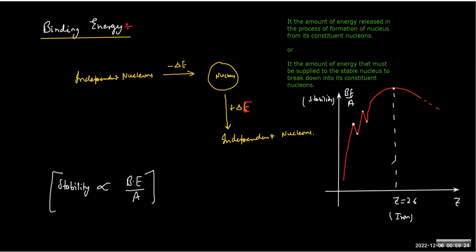You will be asked in the examination which of the following will have more stability. They will give you binding energies B1, B2, B3 and A1, A2, A3. Just take the ratio and compare it. The bigger the value, the more the stability. Simple. Now we'll talk in more detail about what factors binding energy depends on. We know it will grow with Z first, then decrease also.